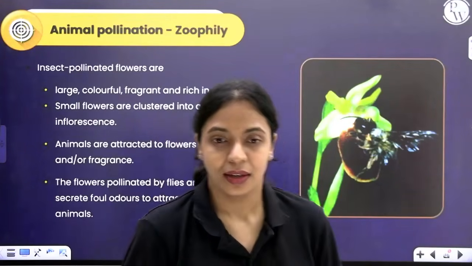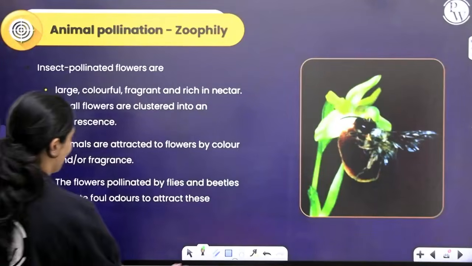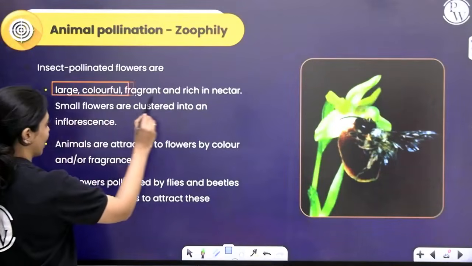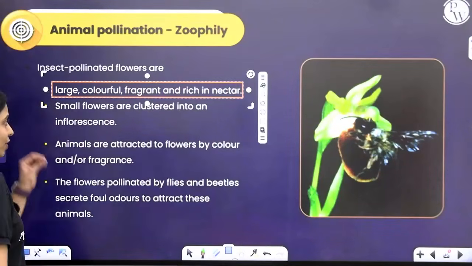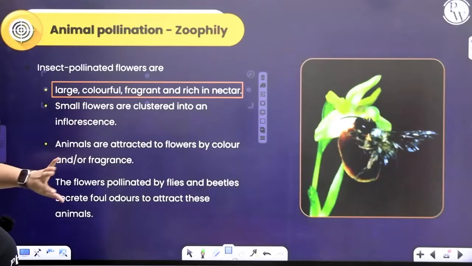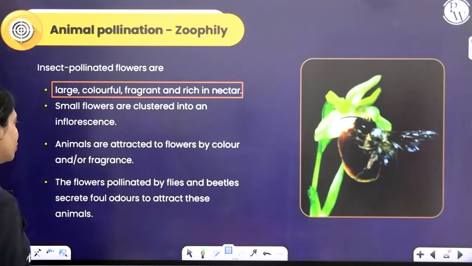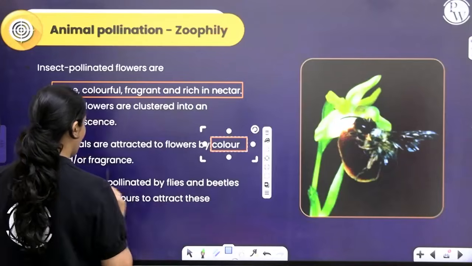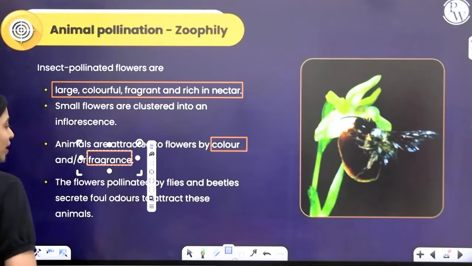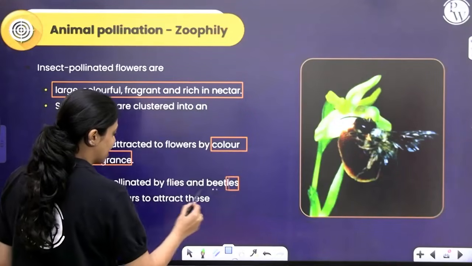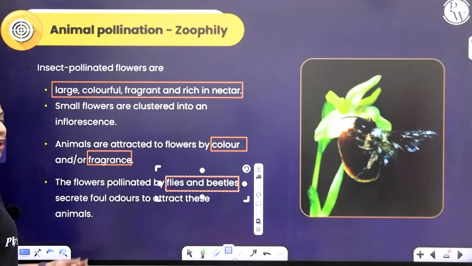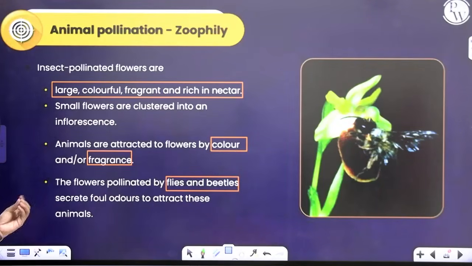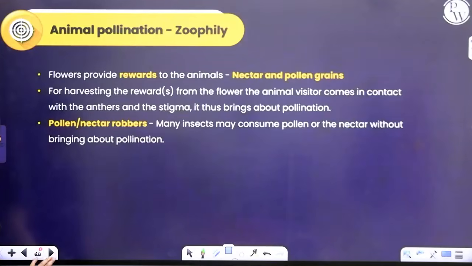So here the flowers are large and colorful and fragrant and rich in nectar. Even if the flowers are small, they are clustered in an inflorescence. Animals can be attracted to flowers either by color or by fragrance. So if it is pollinated by flies and dung beetles or beetles, flowers will secrete a foul odor, so that those animals are attracted.